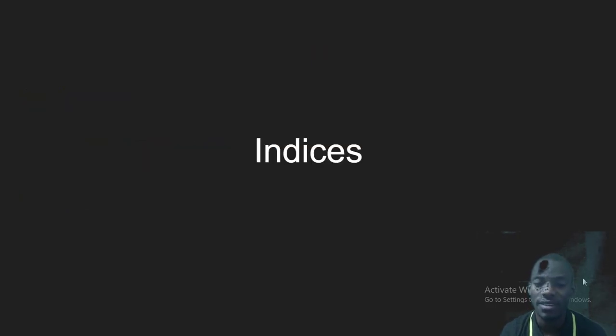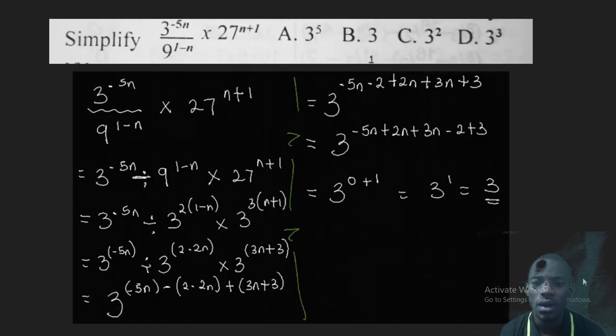Now, indices first. This question was taken from a past year. We have 3 raised to the power minus 5n over 9 raised to the power 1 minus n times 27 raised to the power n plus 1. Now, how do we solve this? First thing first, this is the question. You must know that the law of indices says that division becomes subtraction in the power. That means 3 raised to the power minus 5n divided by, I just wrote it down like this, 9 raised to the power 1 minus n times 27 raised to the power n plus 1.